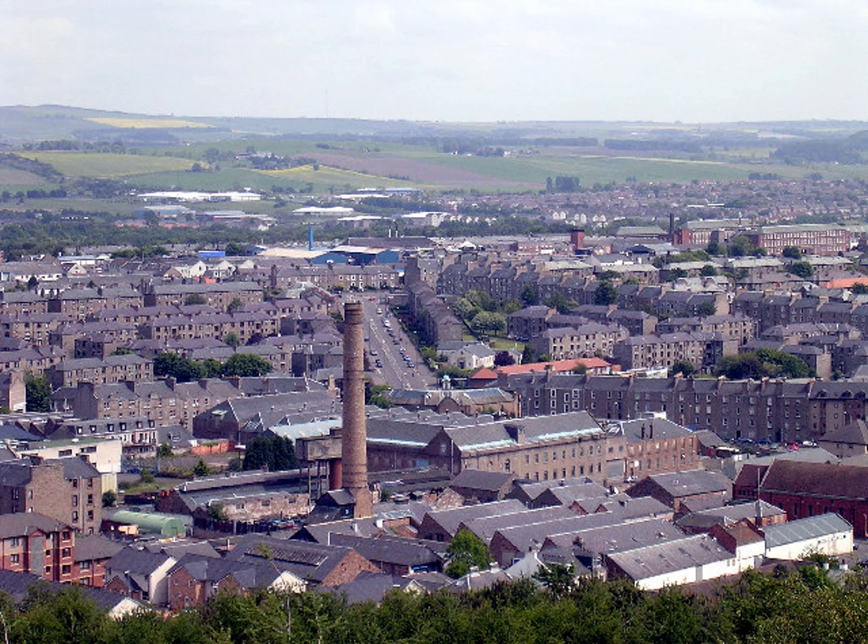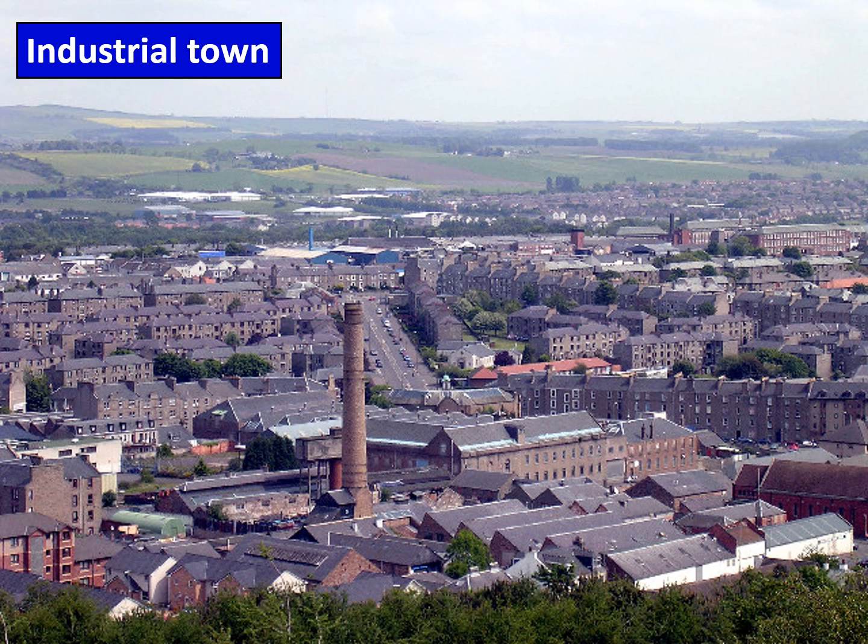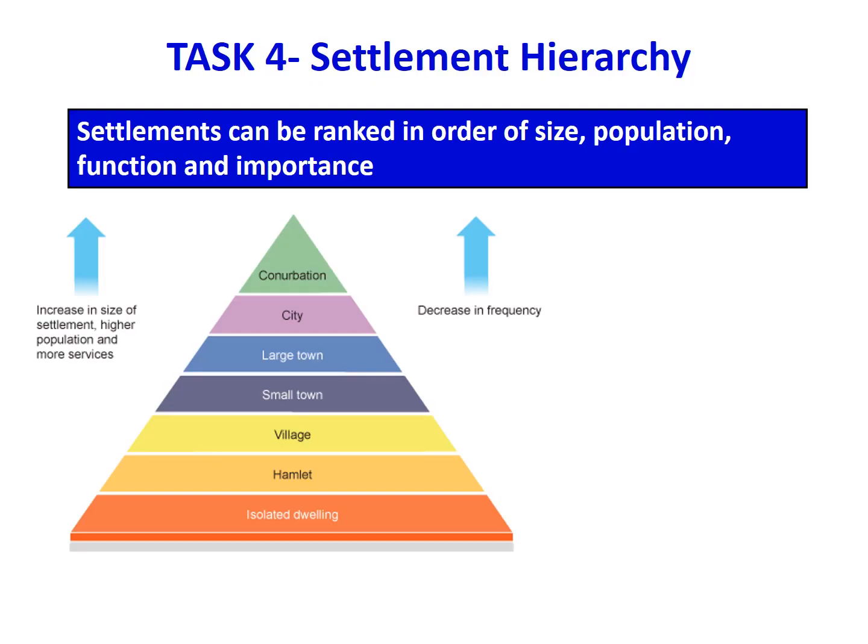And the last picture here, this is an example of an industrial town. You can see there lots and lots of buildings, some factories there, so that's an example of an industrial town.